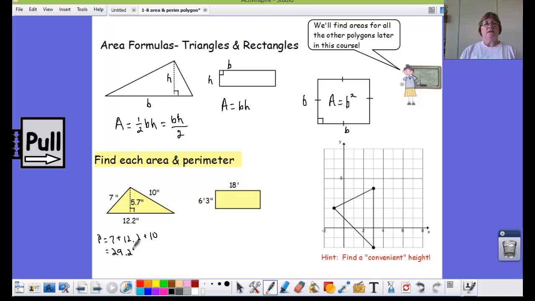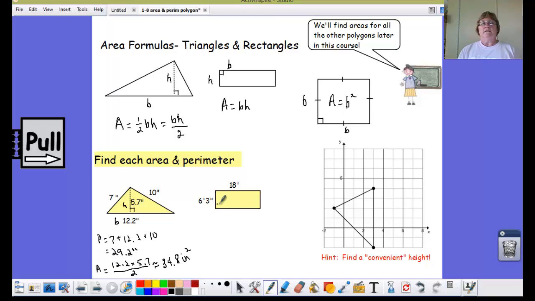inches. If I added right, I hope I did. 17 there, 29.2, yep. To find an area, we need to identify a base and a height, and we said that the base is the side that the height hits. That makes this a base, that makes that a height, and the area here will be 12.2 times 5.7. Since it's a triangle, divide by 2. Around 34.8, and since we are in area, those will be inches squared. Area is measured in square units.